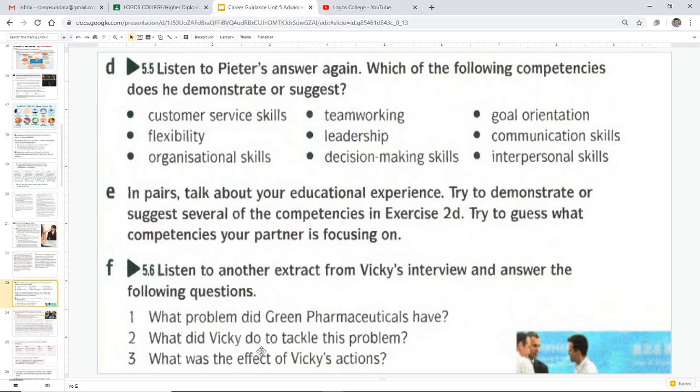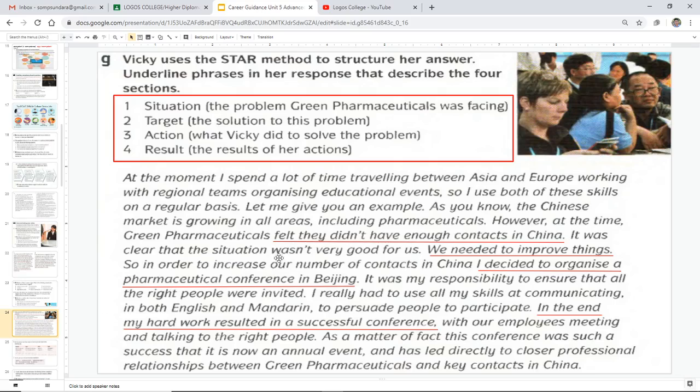What did Vicky do to tackle this problem? So what did she do? She said she organized a pharmaceutical conference in Beijing.